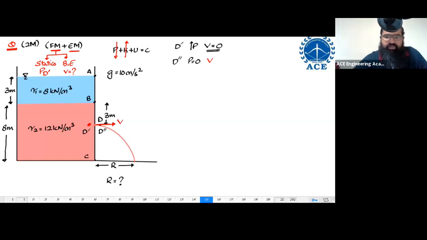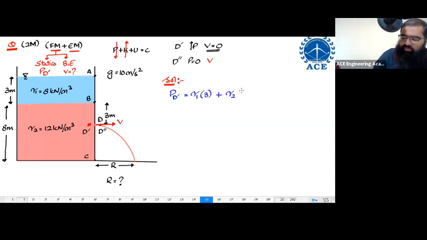Chaliye, let us start now. I'm going to start first of all with the pressure at D prime is equal to how much? The question now is solution over here. Pressure at D prime is supposed to be equal to gamma 1 multiplied by 3 plus gamma 2 also multiplied by 3. So it is equal to gamma 1 multiplied by 3 plus gamma 2 multiplied by 3.